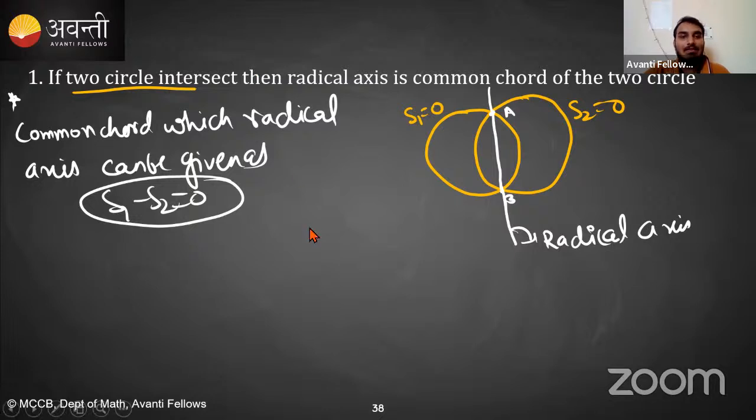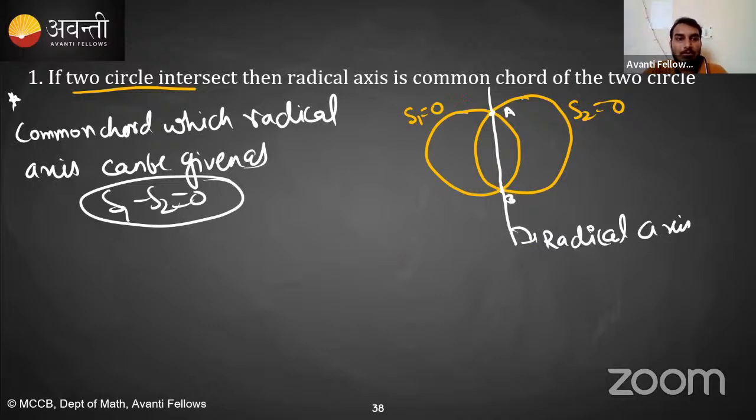These are the facts that we have observed. Okay. Proofs are not important. Just these properties you have to remember directly. In the competitive exam, you can directly solve some questions with the help of the radical axis also. We will solve a couple of questions on the radical axis. There you will see how important it is.